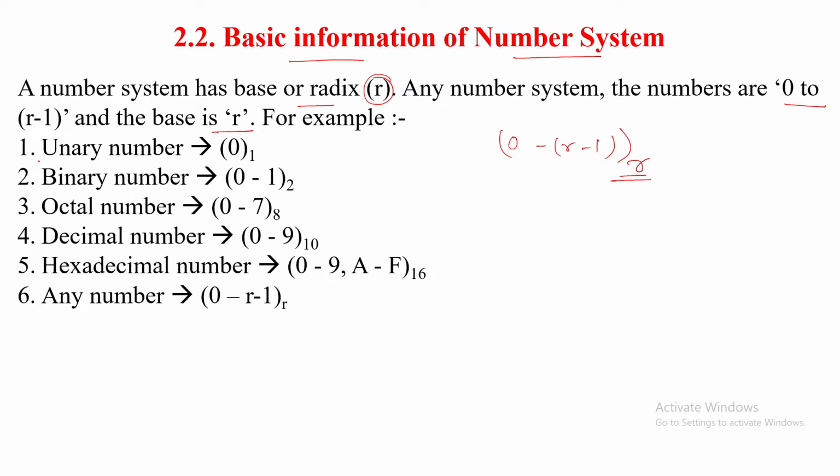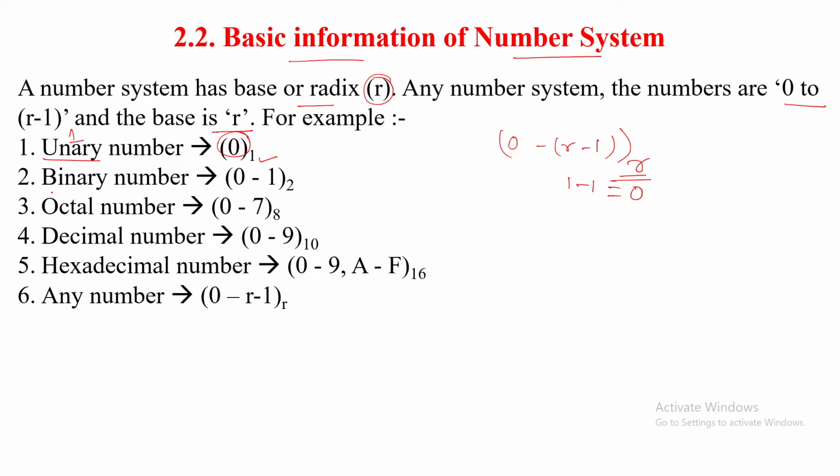For example, unary number system. Unary means 1. So that is why base is 1 and R minus 1, that means 1 minus 1. 1 minus 1 equal to 0. So that is why number should be only 0 because the base is 1.